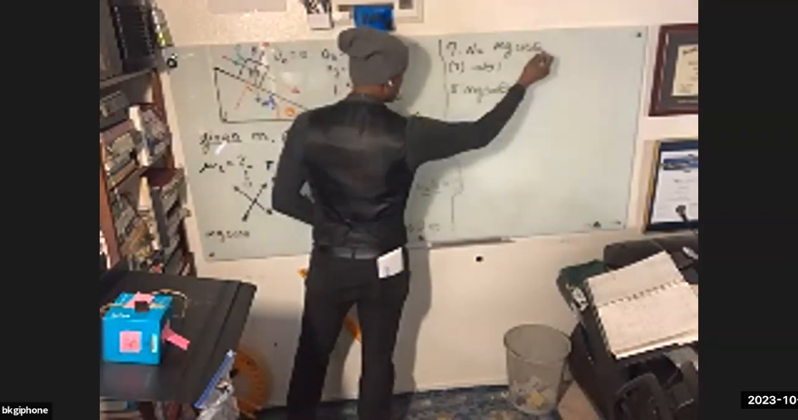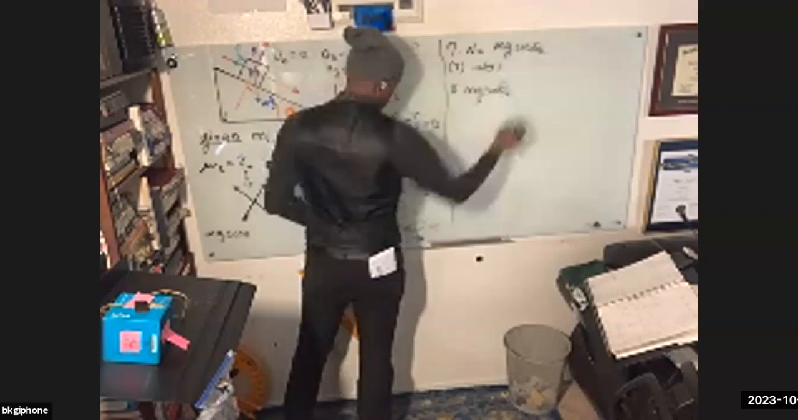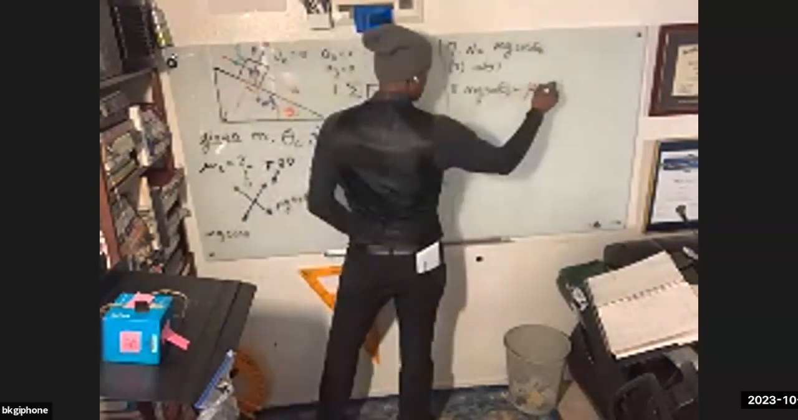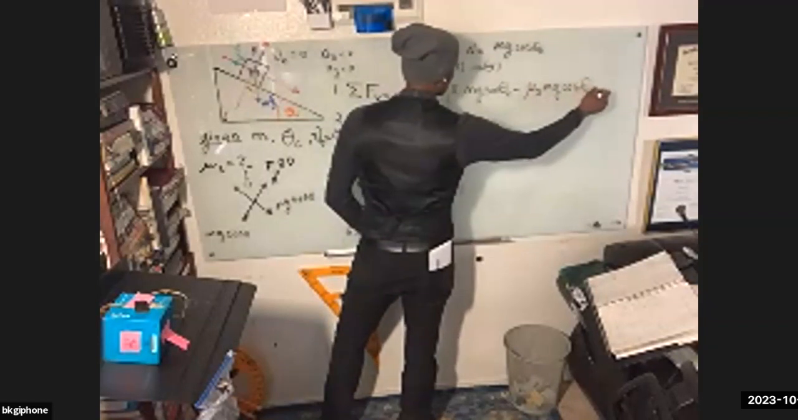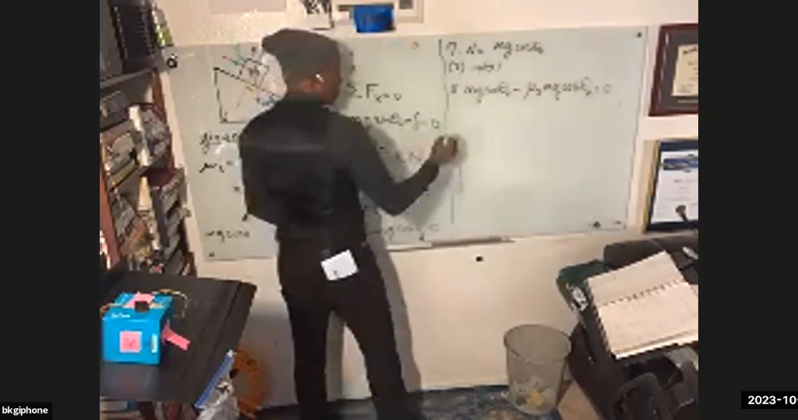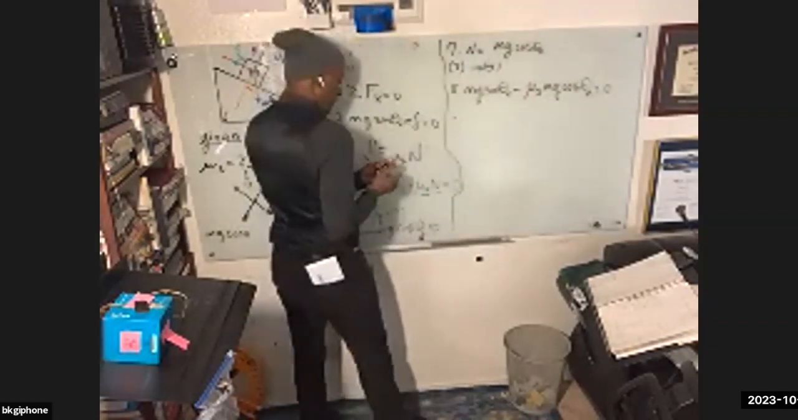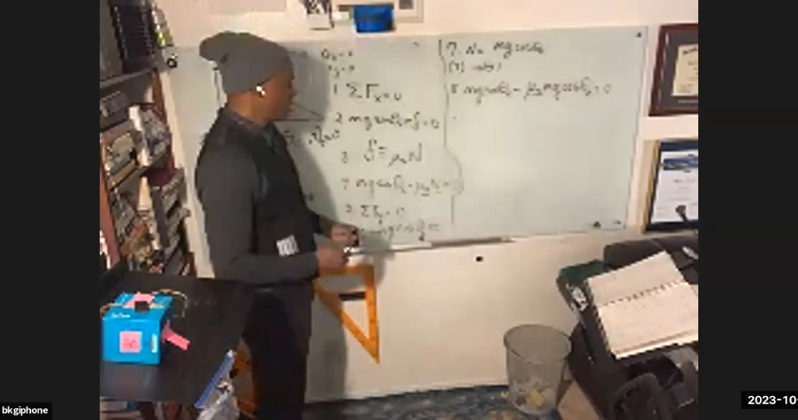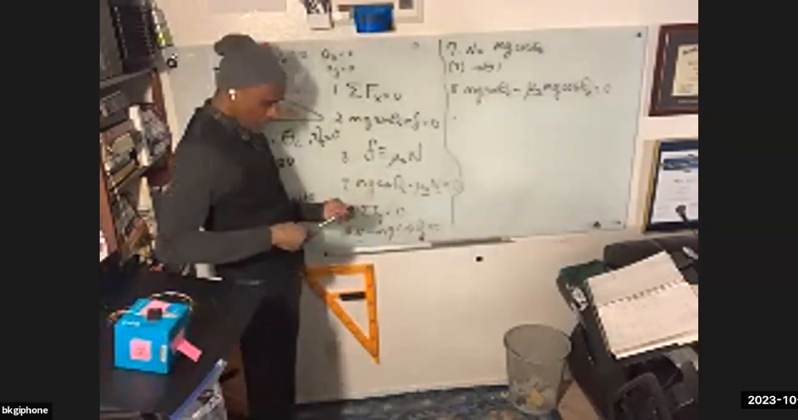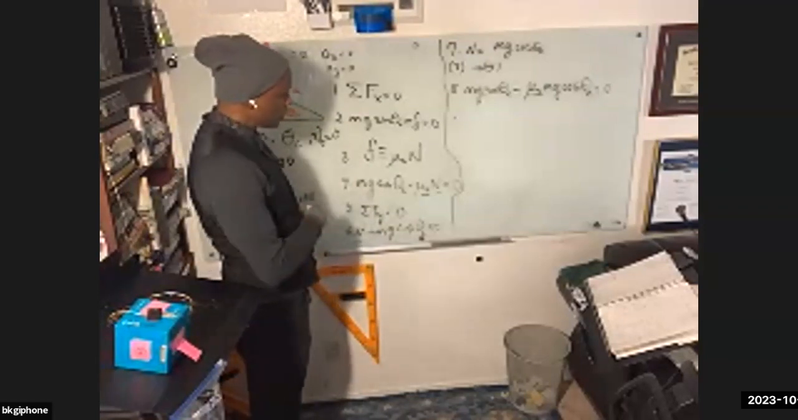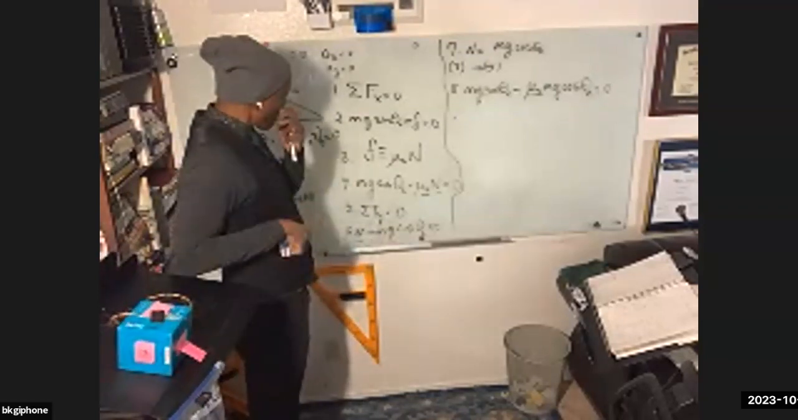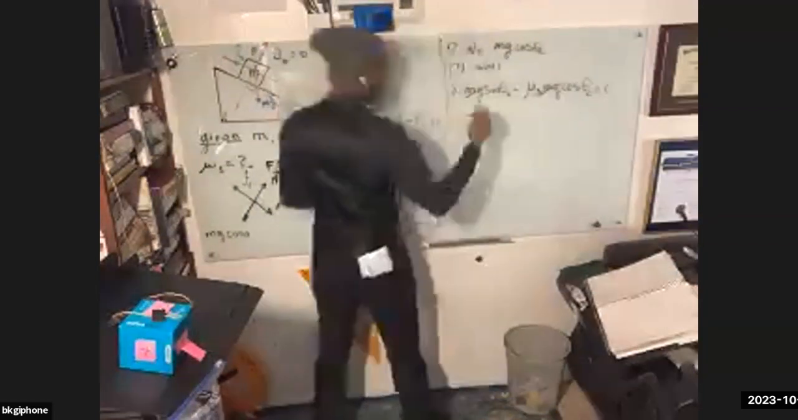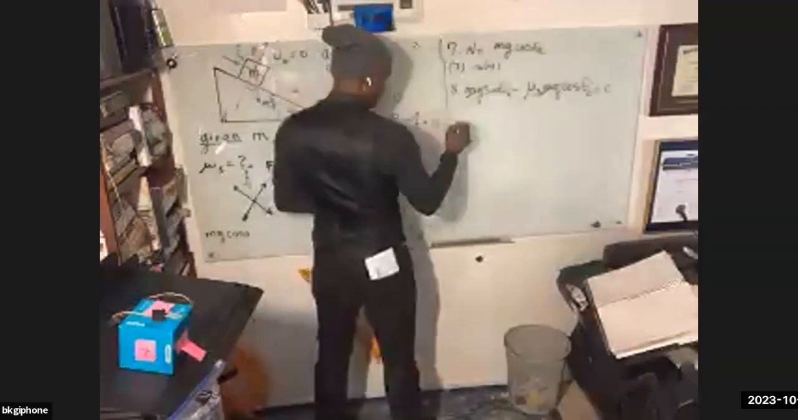minus mu s mg cosine theta equals 0, and solve. So the only unknown now, I have eliminated all the other unknowns, namely f and n, in favor of mu. So I solve for mu. You can see that the mg's are going to go out.